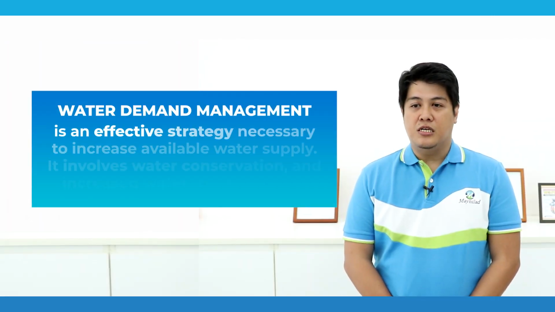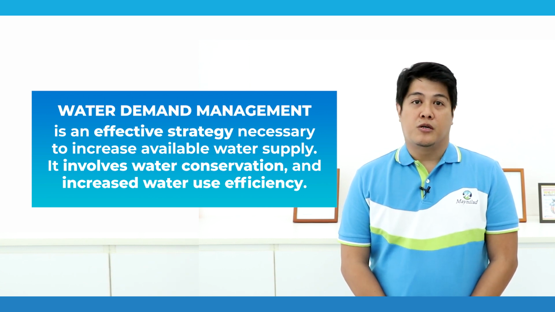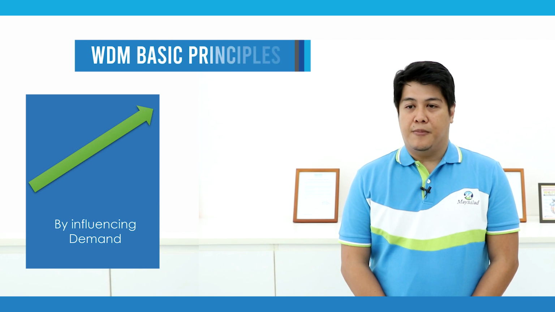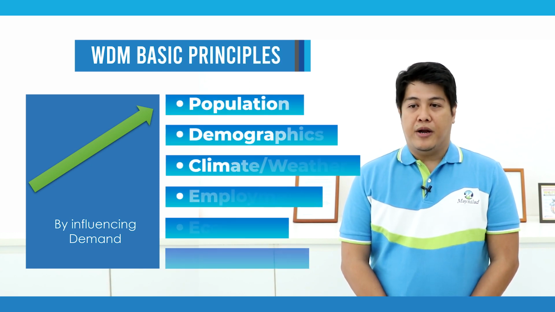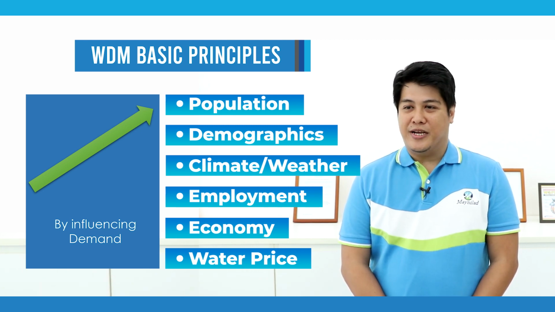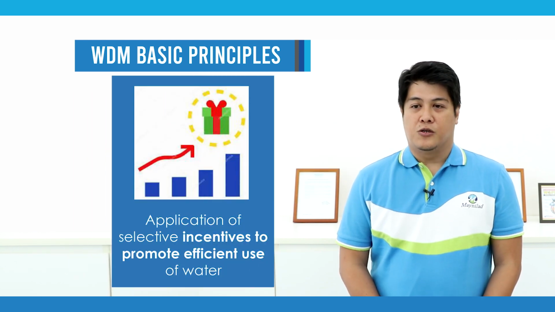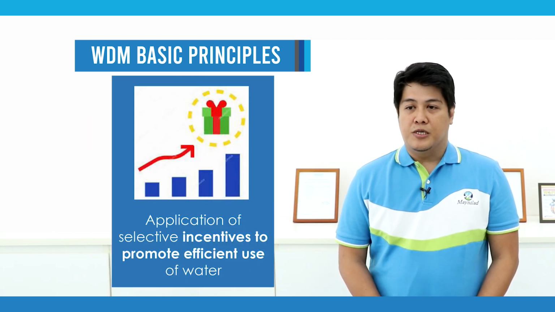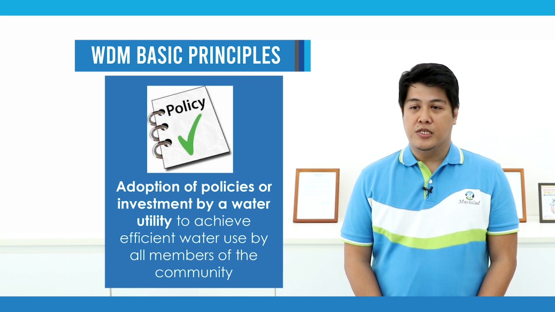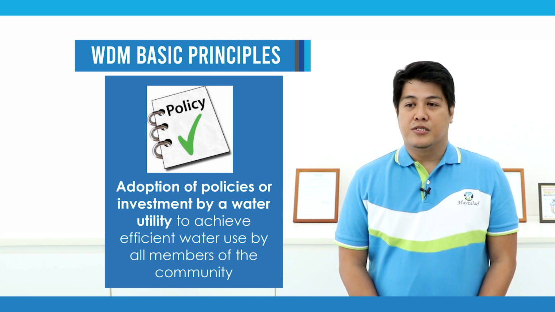WDM is an effective strategy to increase available water supply and involves water conservation and increased water efficiency, influencing demand such as population, demographics, climate, weather, employment, economy, and water price. By providing strategies on those factors, demand can be further decreased or managed. Certain incentives were given to companies, especially when they are promoting efficient use of water. Adoption of policies or investment by the water utility to achieve water efficient use by all members of the community.